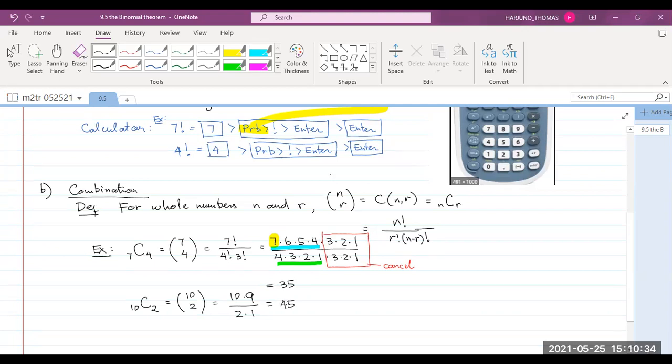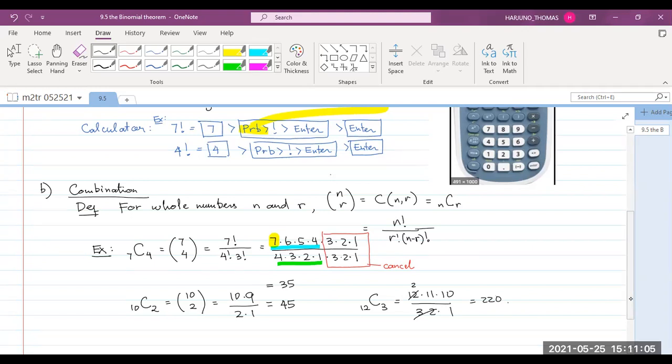If the number is small, you can actually just do it manually. Okay, let's say 12 combination 3. That means 12 times 11 times 10 over 3, 2, 1. 6 goes into 12 2 times. So this is 220.